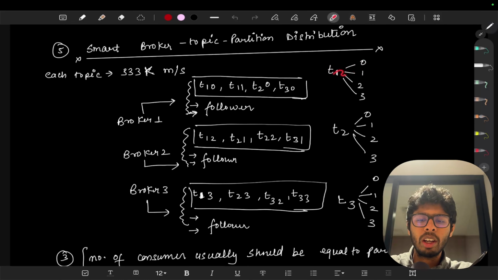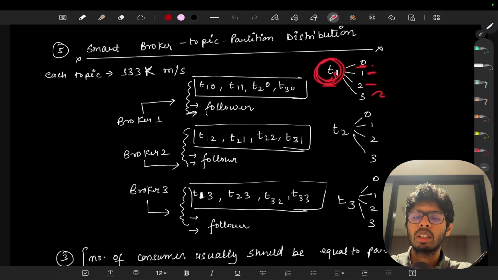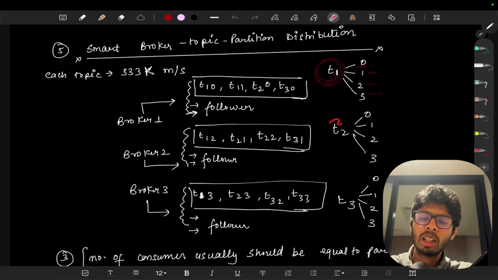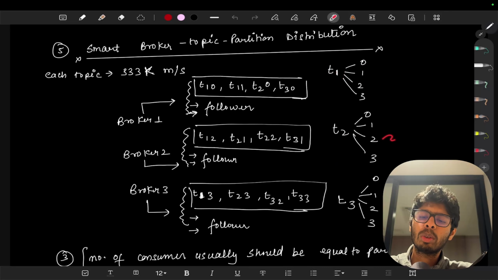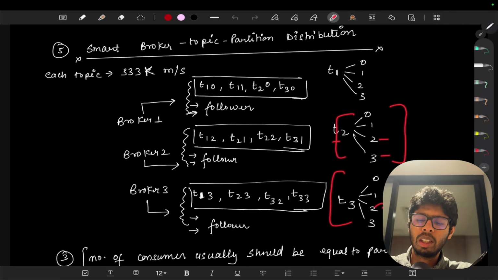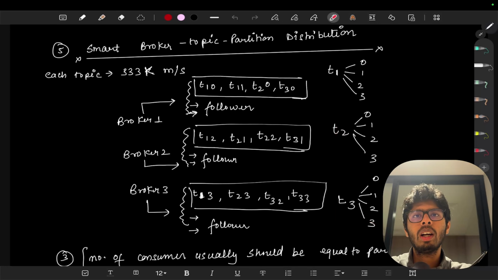have 4 partitions. So I wrote it down that topic 1, T1, is 0. It means topic 1 zeroth partition, topic 1 partition 1, topic 1 partition 2, and topic 1 partition 3. Similarly with topic 2: partition 0, partition 1, partition 2, and partition 3. Similarly with topic 3 as well. This is how I divided a topic into partitions. So it is going to be like a grid matrix: T10, T11.